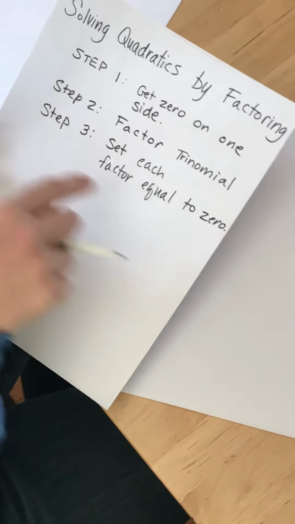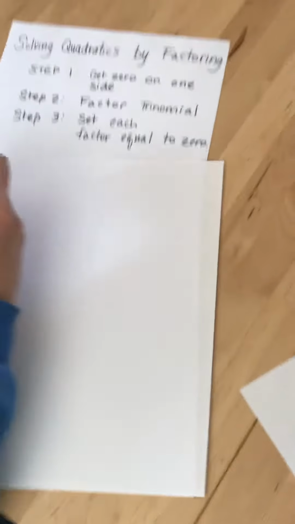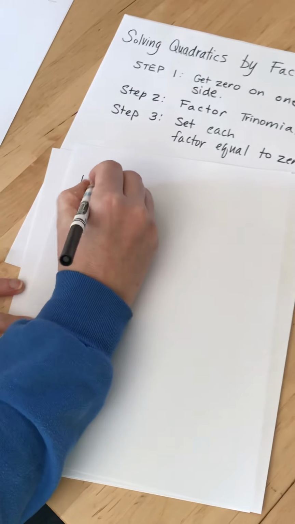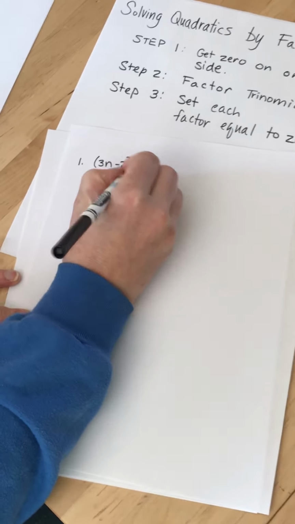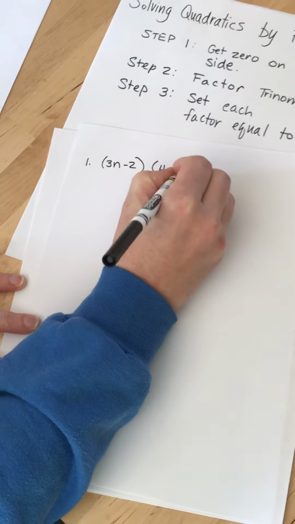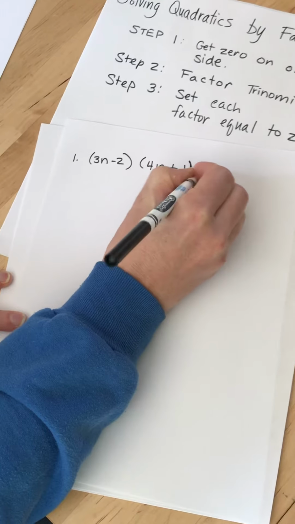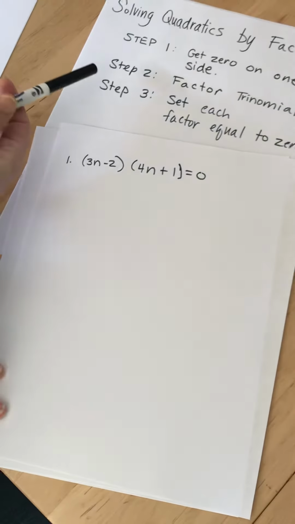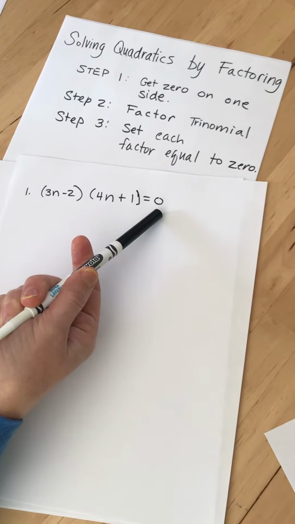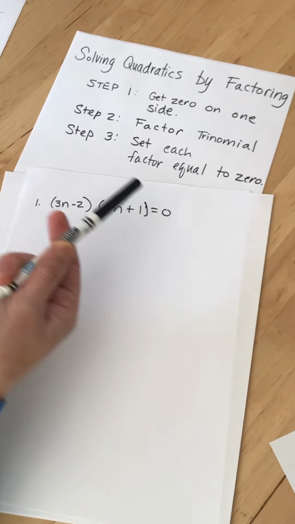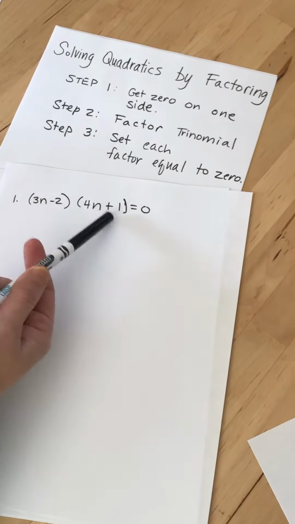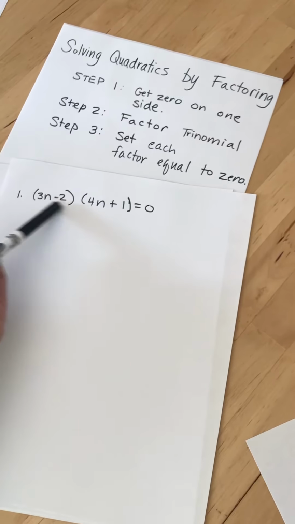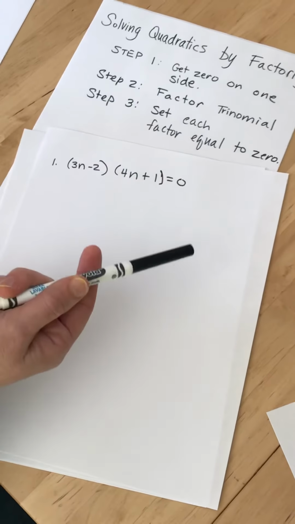Okay, so there were some questions on the first assignment, solving quadratics by factoring. So I am going to work a couple of those problems. So number one, we have this. So step one, get 0 on one side. That's already been done. Step two, factor the trinomial. This is already factored. We have this factor times that factor.